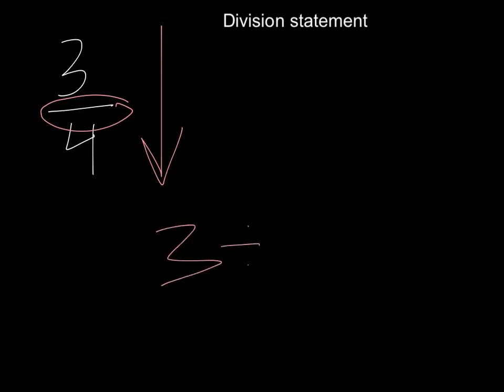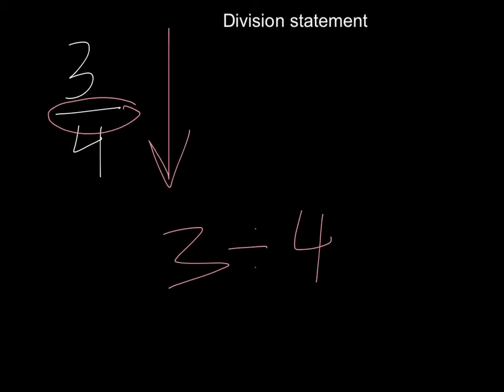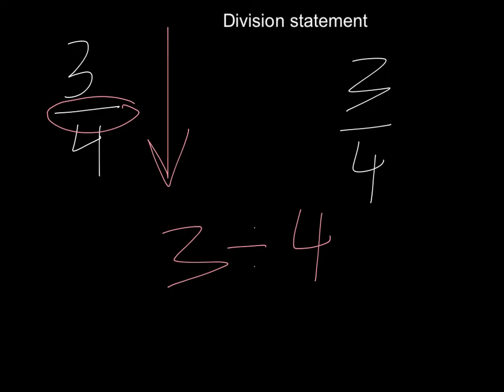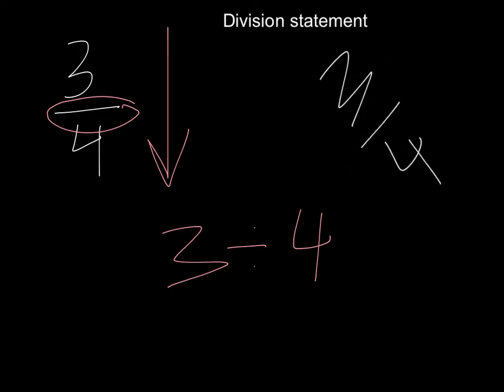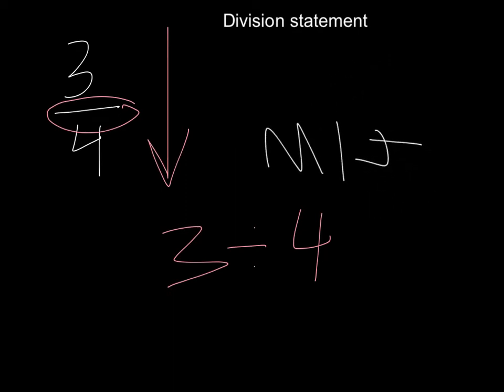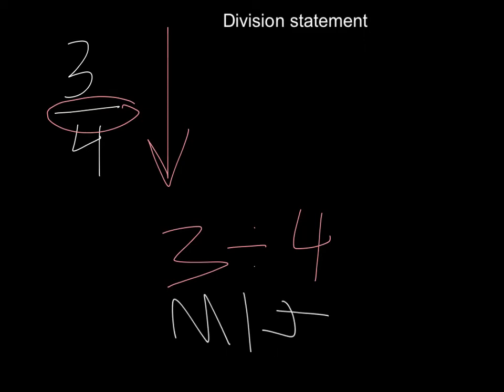All you do is you read it from top to bottom, and when you get to the fraction bar here, you say divided by. So literally speaking, 3/4, you would say 3 divided by 4. To write that, you just do 3 divided by 4. So it's kind of like if you were to take this 3/4 and turn it on its side.